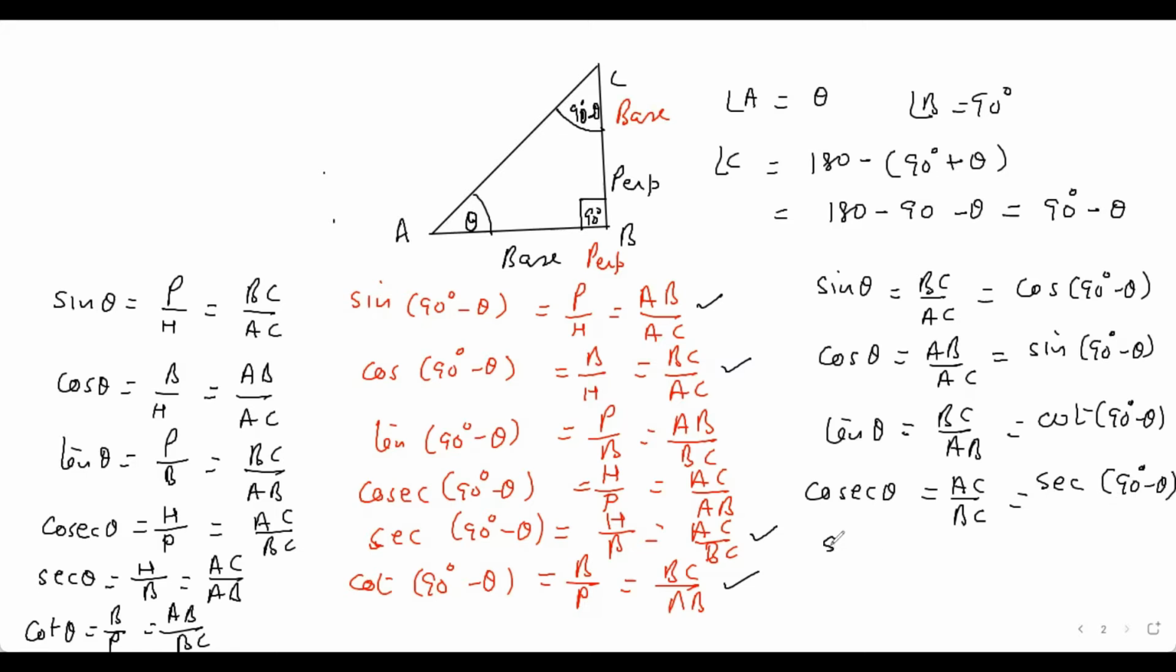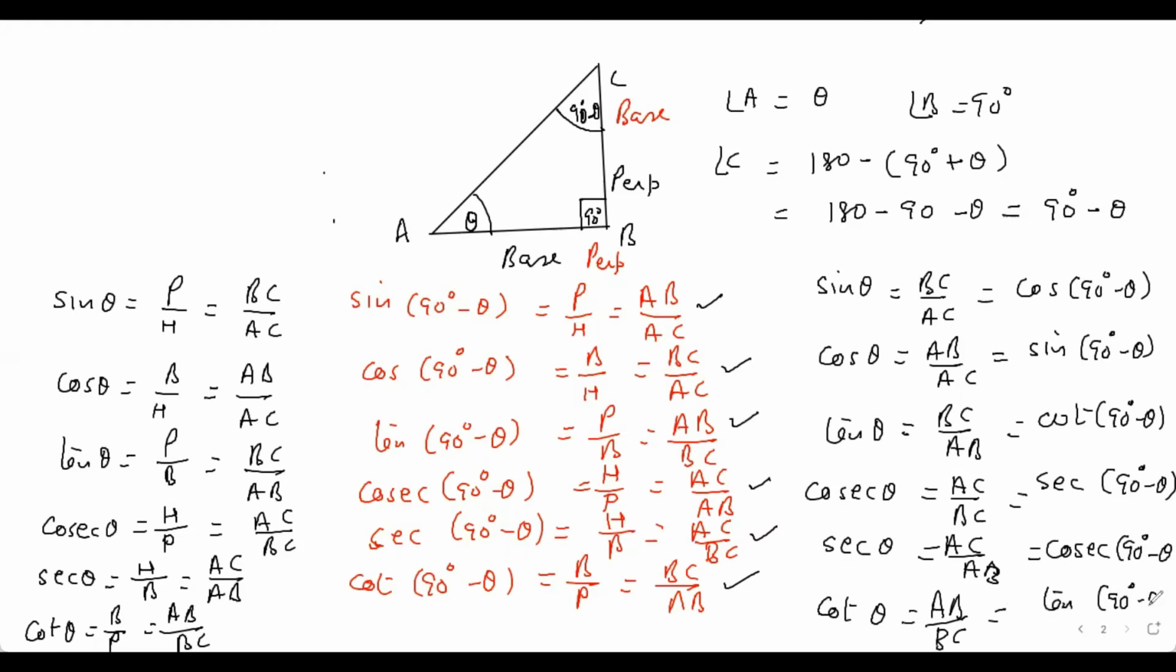What is sec theta? Sec theta is AC by AB. Now AC by AB is equal to cosec 90 degree minus theta. Next is cot theta, that is AB by BC. Now this AB by BC is tan 90 degree minus theta. This is how it has come.